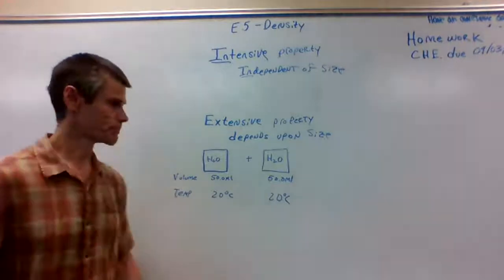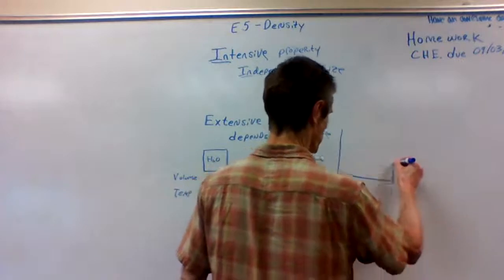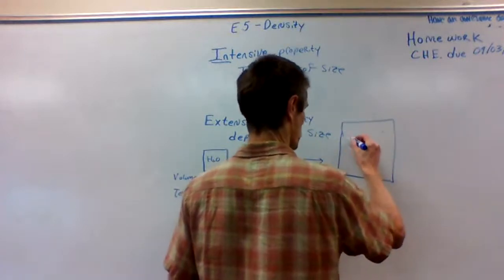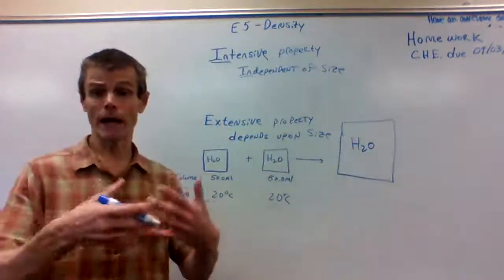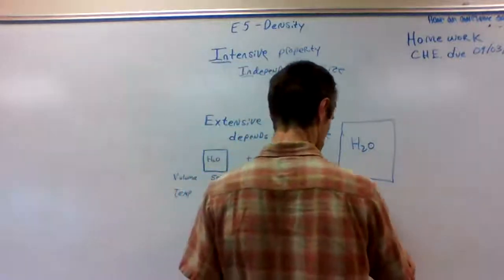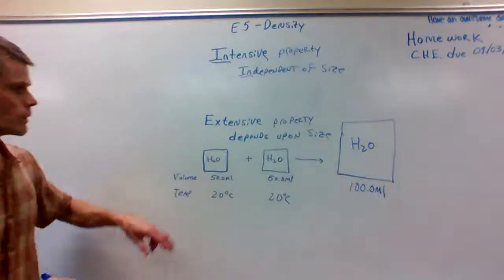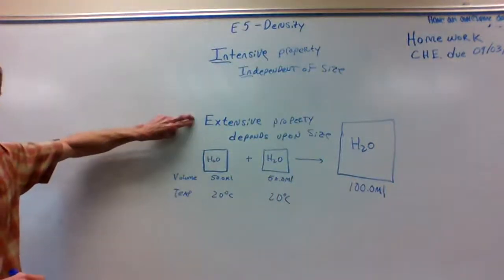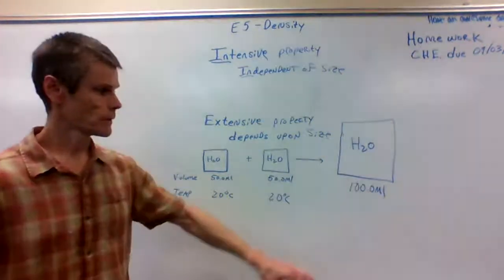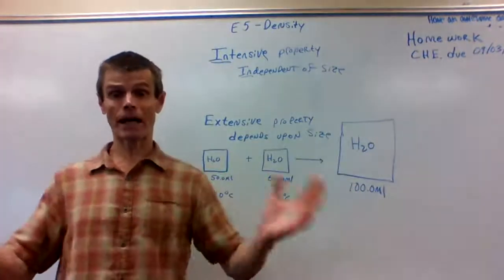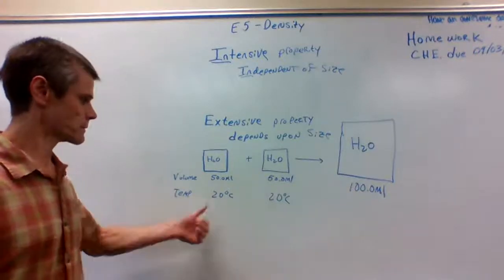Let's add them together. If we add them together, we get 1 large beaker filled with H2O. The volume when we add them is 100 milliliters. So volume depends upon the size of the sample. When we add 2 smaller samples together, the volumes are additive and we end up with a larger sample. That's an extensive property.